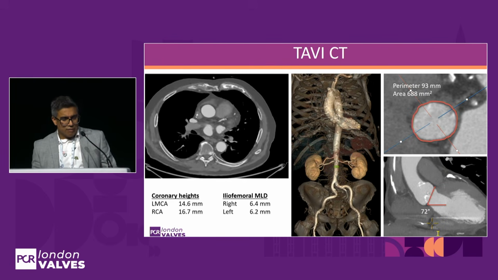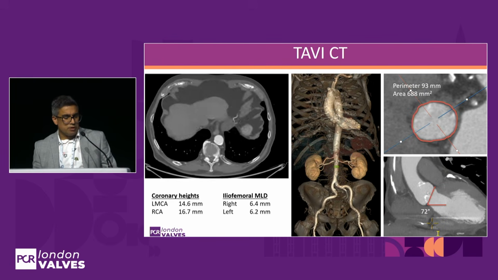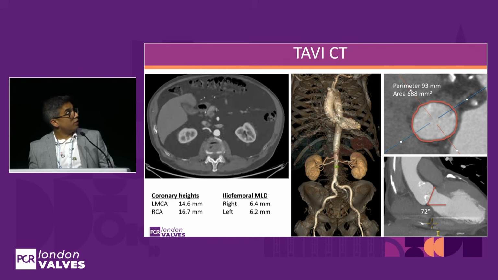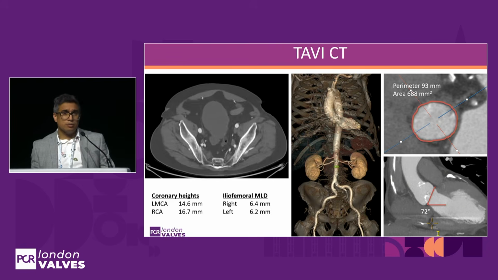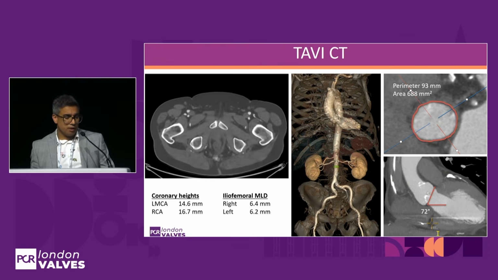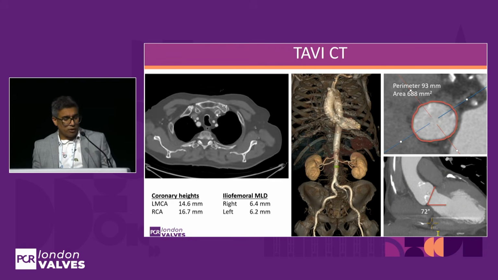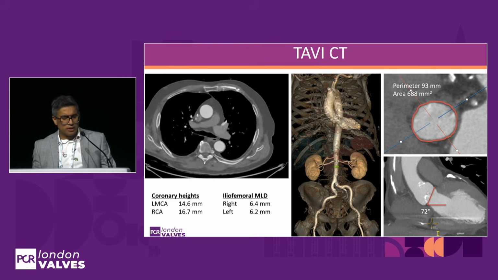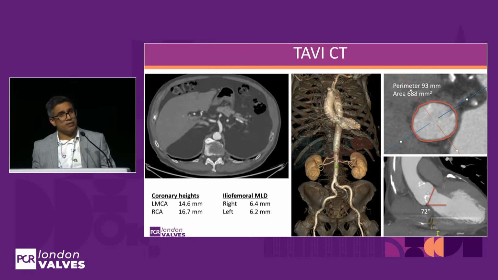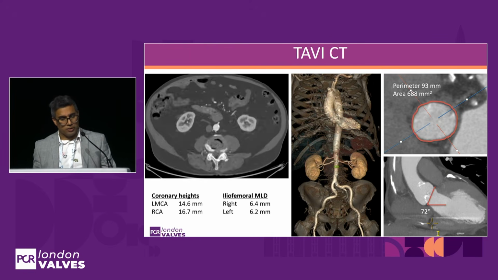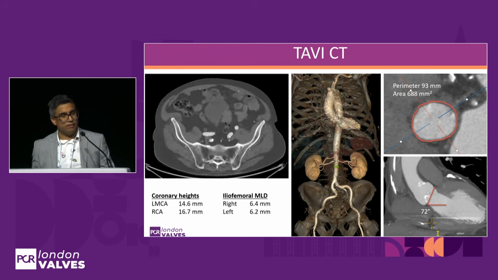This is his TAVI planning CT. Just looking at the video on the left-hand side, you can see there's no real challenges in terms of access. This would be suitable for most valve platforms. The left main coronary heights were all okay. There is some tortuosity in the iliofemoral system, but nothing prohibitive, and certainly the calcification distribution was reasonable in terms of the access side of things.